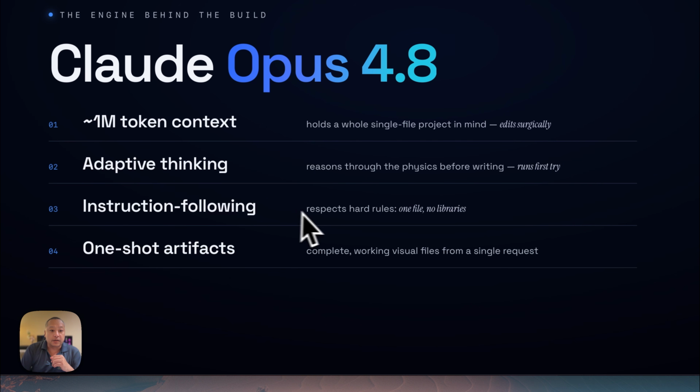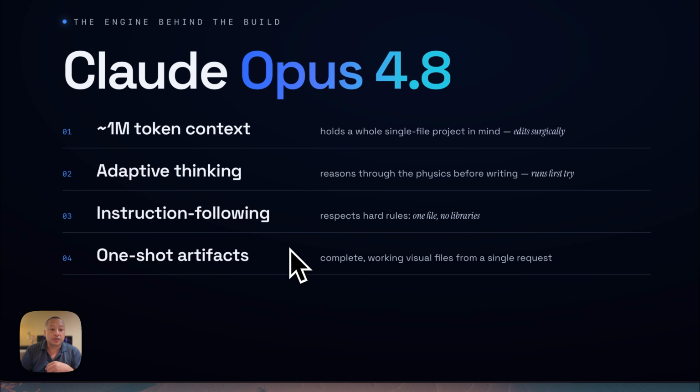The models are also really great at instruction following. If you have, for example, hard constraints, like you want it to be a single file, one file, and you don't want to use any library, so we're going to build our own animation, then it's going to follow that exactly. And it's also very good at completing a self-contained working visual file from a single well-formed request.